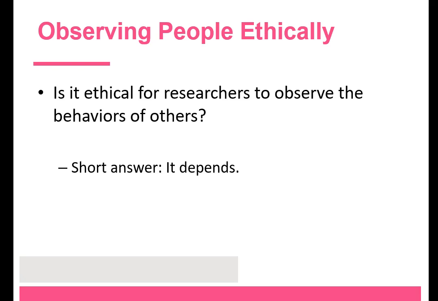Is it ethical for researchers to observe the behavior of others? That is a good question. It depends. If something is happening out in public, like watching people cross the street, that is ethical to observe. You certainly cannot do anything to change what's going on around you without getting some kind of ethical approval by the institution you're doing the research at. We'll talk about that when we get to our ethics chapter. But basically, you can observe what's going on publicly.